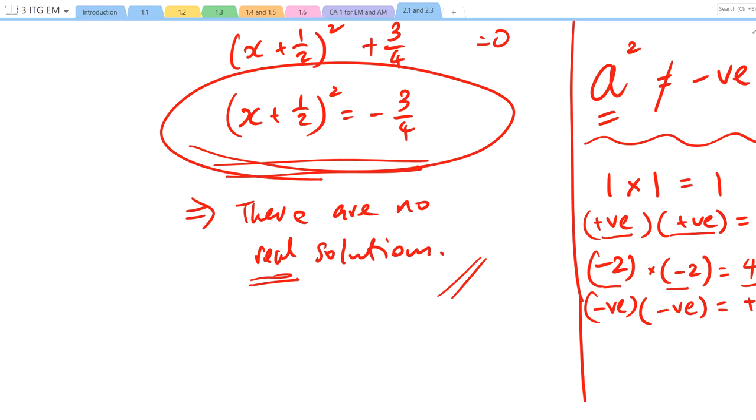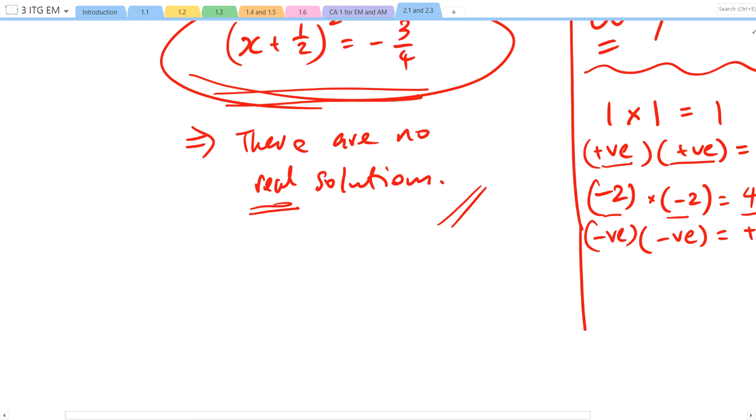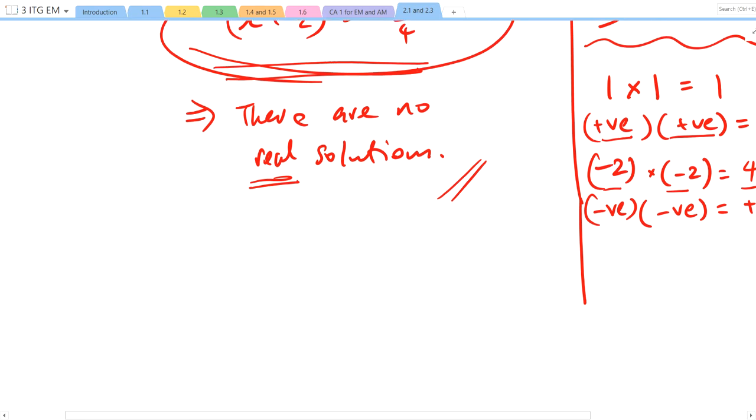Yeah, there are no real solutions, so it cannot exist. But what does it mean by real numbers in mathematics? What if it is not real? It is fake? Okay, we have another word for it. It is called imaginary. We'll learn that when you go to JC. There are no real solutions; there are imaginary solutions. So that's for next time.